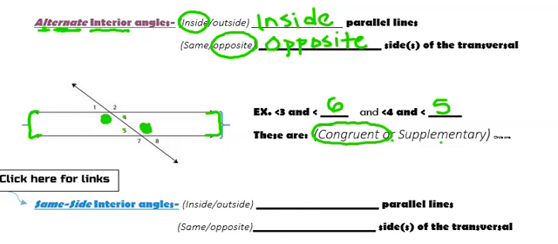Then what you guys would do next is you would go to the link below it. For same side interior, you would click that, move it around, see what happens, and you'd begin to fill out the next portion the same way. Keep doing that until you go through all of the angle types.